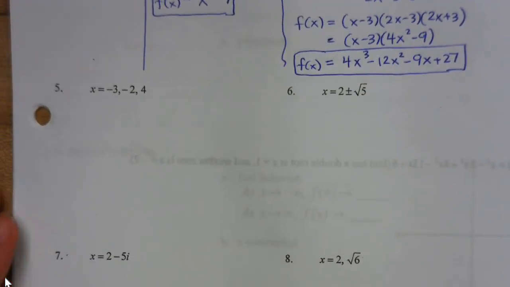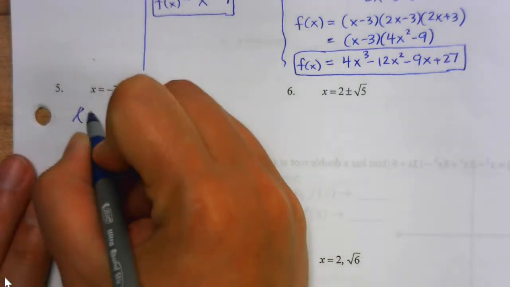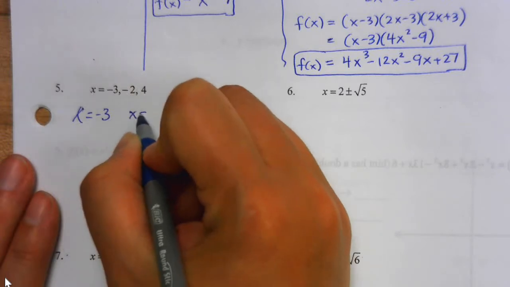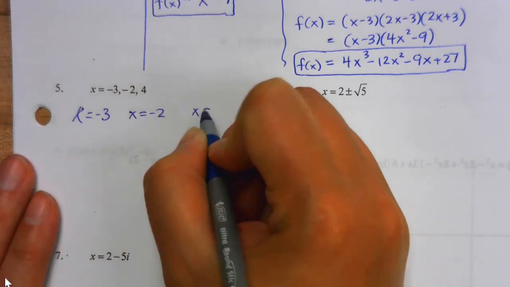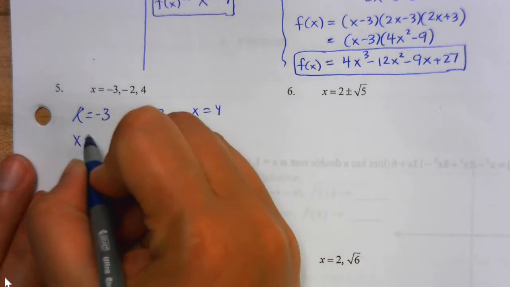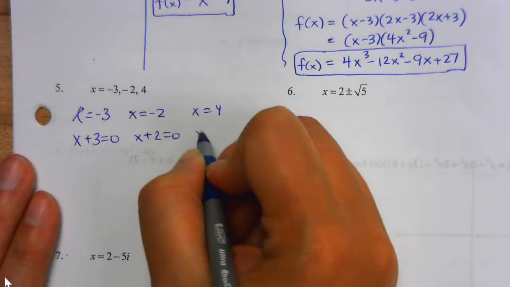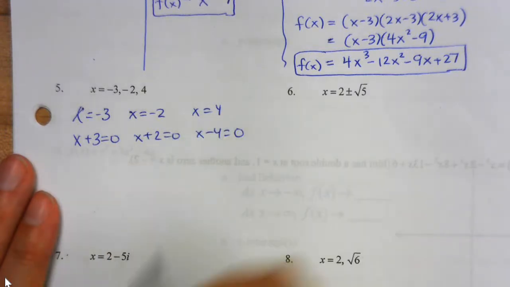Okay, so we have 4 more. These are just lots of practice with this stuff. On number 5, you have x is equal to negative 3, x is equal to negative 2, x is equal to 4. I'm going to move them over so that I can get my factors. I have x plus 3 equals 0, x plus 2 equals 0, x minus 4 equals 0.